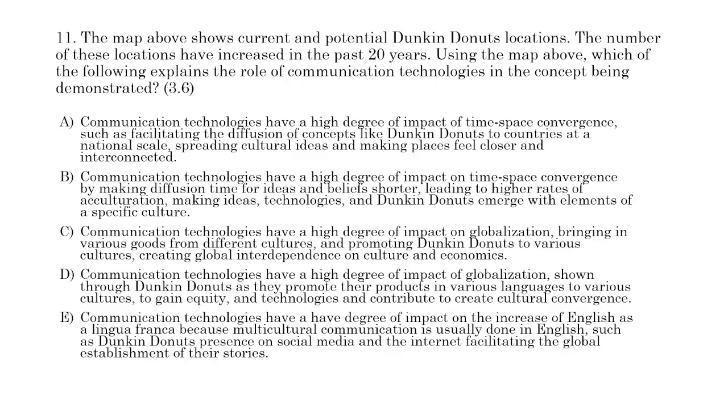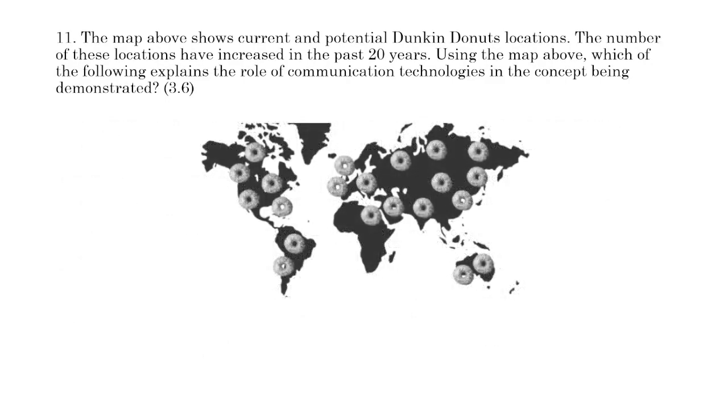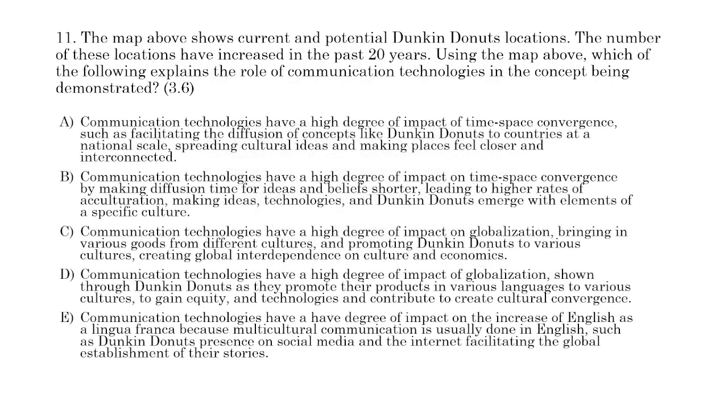They sell donuts, okay? And so when we see these globalized companies like Coca-Cola or Apple or Dunkin' Donuts, this leads to a global interdependence on economies. For example, if the economy does bad in the United States, it's going to affect the entire world. It's going to affect all the Dunkin' Donuts locations throughout the world. And we see that a lot with globalization of businesses. So C is the right answer here.